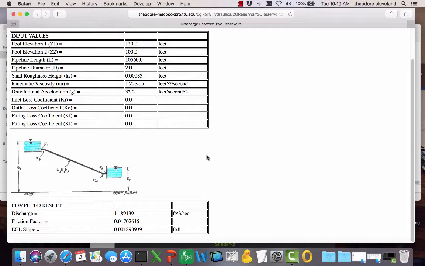Now the reason we get essentially the same answer is it's essentially the same problem. Now remember these other little loss terms, this inlet loss, fitting loss, exit loss, those were not included in our analysis.